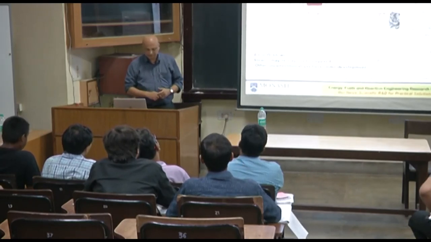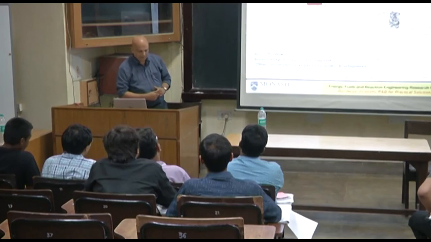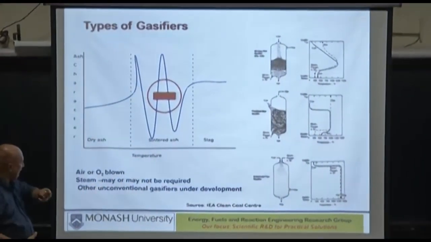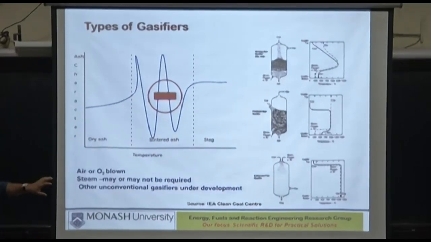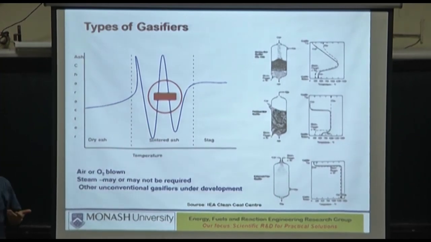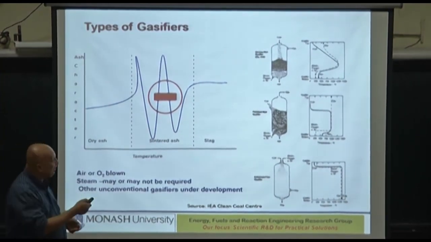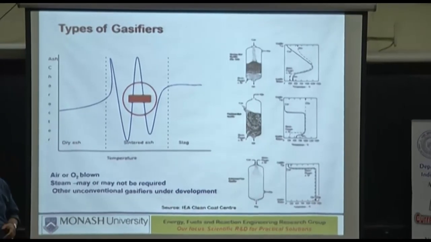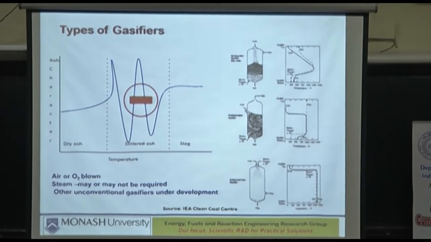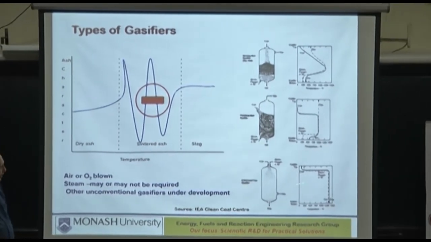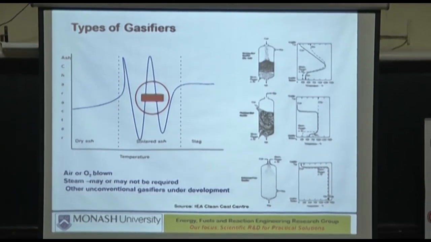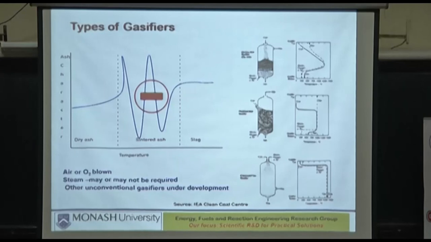So what is there? Yeah. These are the three major types of gasifiers. And they may be air or oxygen blown. Steam may or may not be required. This one requires a lot of steam, because temperature has to be controlled around 700 degrees or so. This requires a lot less steam. This requires somewhere in between. So that's why I use the statement in here, may or may not be required.